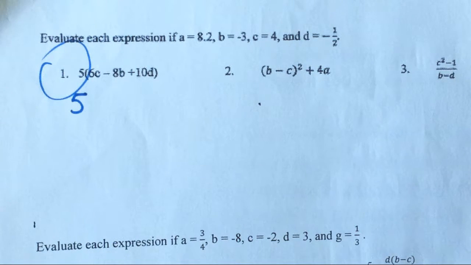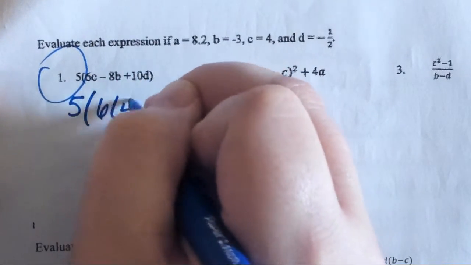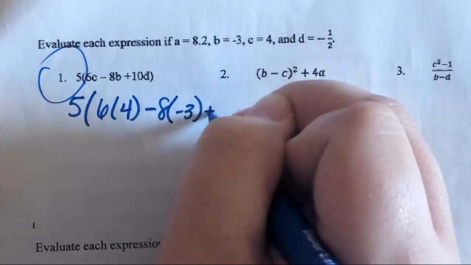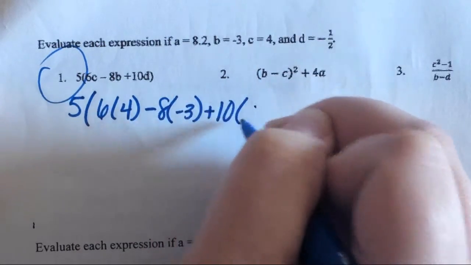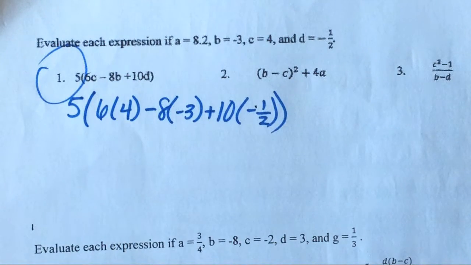5 times, and then it's 6C. C is 4 minus 8, and then B is negative 3 plus 10. D is negative 1/2. Now maybe you had problems on these because it is a little blurry.